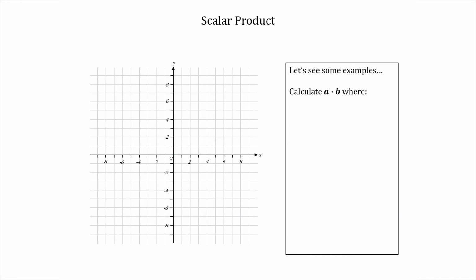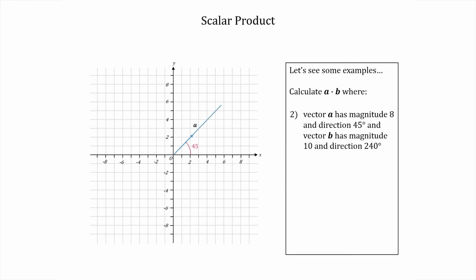Now, question 2. Calculate a dot b, where a has magnitude 8 and direction 45 degrees, and b has magnitude 10 and direction 240 degrees. So a looks like this, and b looks like this. This time we must use the first definition from earlier, but it's a little trickier than the first question because we don't quite have everything we need. We have the angles giving the two respective directions of the vectors, but we don't have the angle between the two vectors. That's this angle here, which we'll label theta.